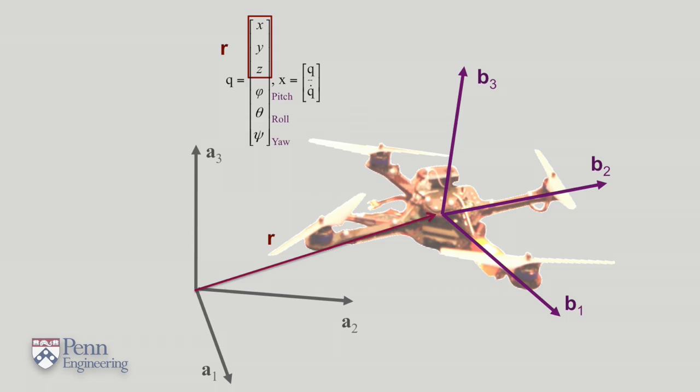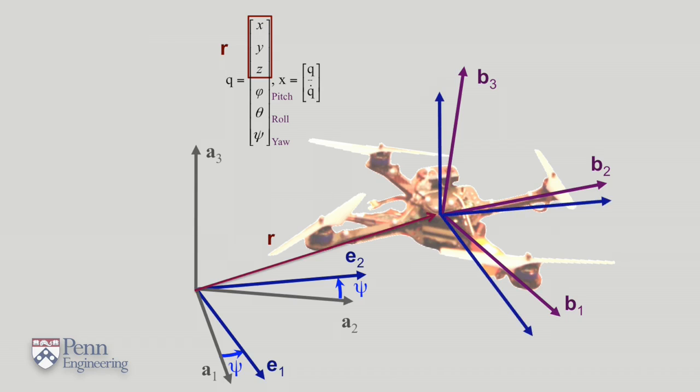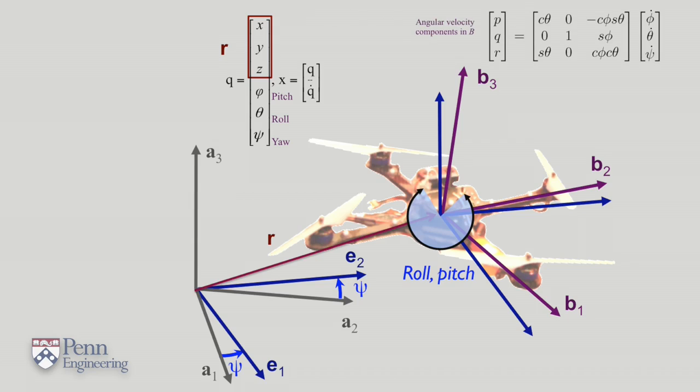The state, of course, is composed of the configuration, a six-dimensional vector, and its rate of change, in other words, the velocity. The roll, pitch, and yaw angles follow our usual convention. First, the yaw about the z-axis, and then the roll and pitch as we've seen before. Recall that the angular rates in the body frame, P, Q, and R, are related to the derivatives of the roll, pitch, and yaw angles through this coefficient matrix. This set of equations tell you everything you need to know about the kinematics of the vehicle.